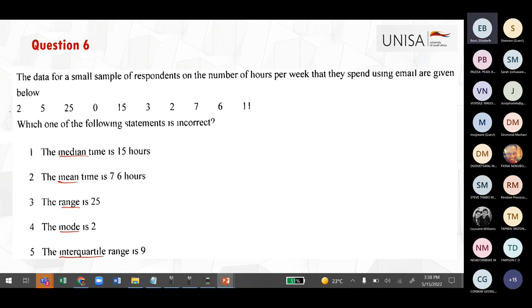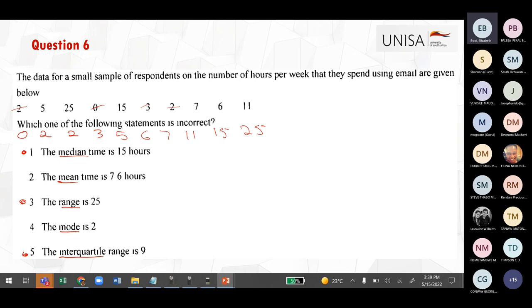So for the median, we need to first sort the data. In order for us to answer that question and this question, and probably this question, we need to sort our data. Let's quickly sort the data. We have two. We have three. We have zero. Sorry, zero. I didn't see zero. What else do we have? It's 0, 2, 3, 5, 6, 7, 11, 15, 25. Thank you. There we go.